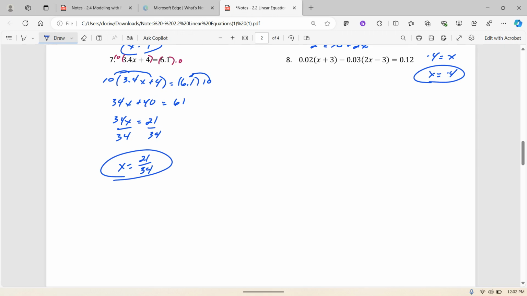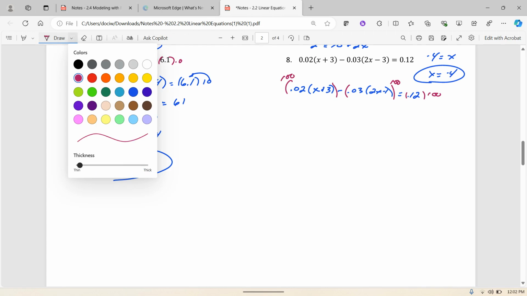Number 8, I'm going to copy this to give myself more space, not only because I ran over with the previous problem, but that 8's pretty close. So I'm just going to space this out. As I'm doing this, notice that each one of these decimals has 2 places: 0.02, 0.03, 0.12. So 0.12 is 12 hundredths. I'm simply going to multiply everything by 100. Multiplying by 100 will move the decimal 2 places.